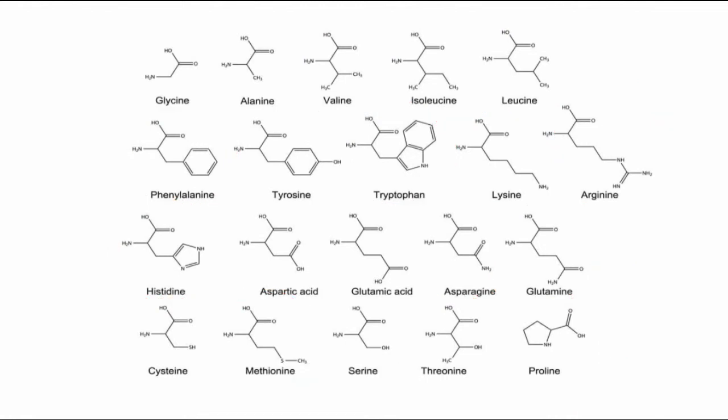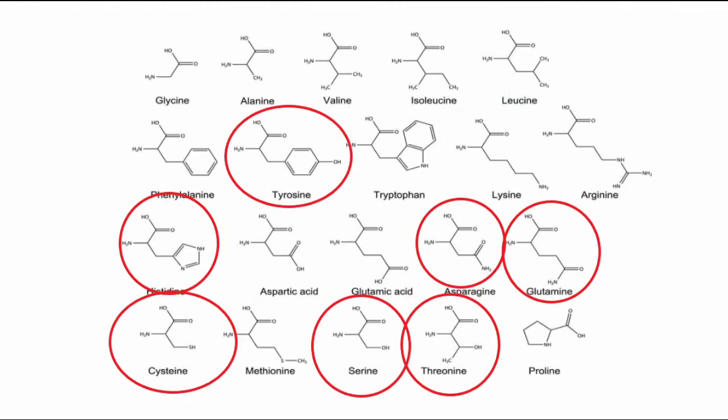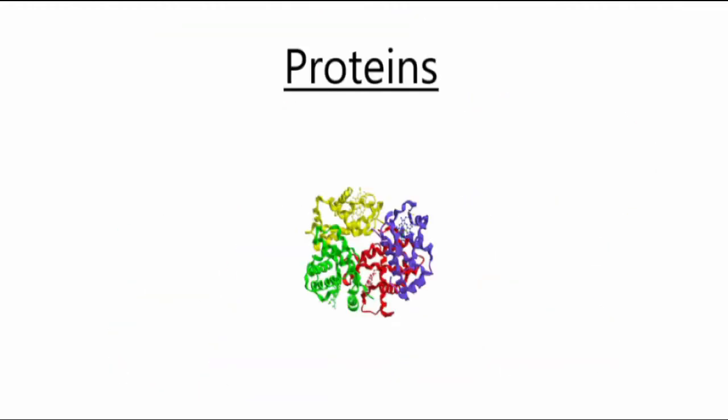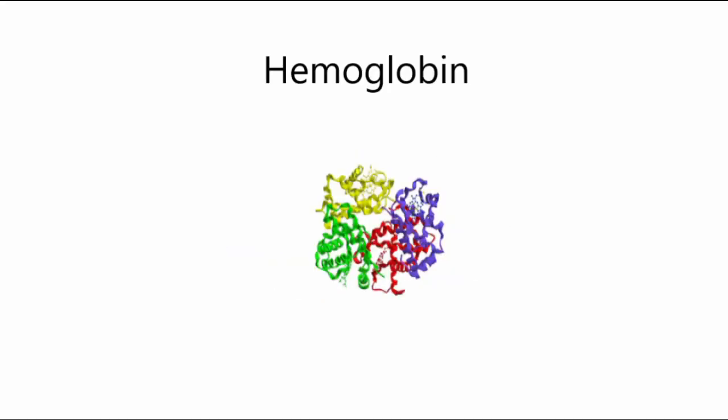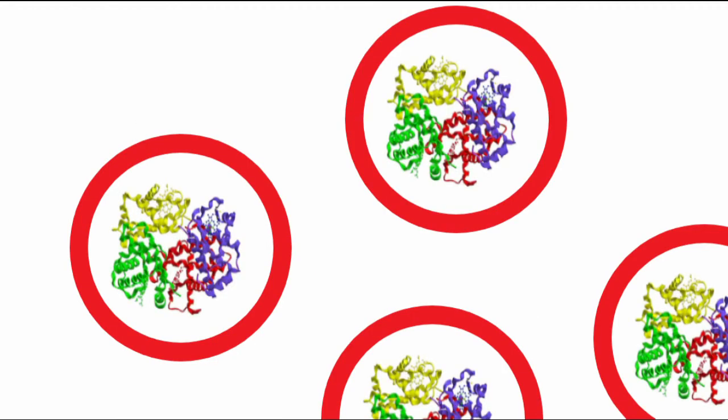And each of these amino acids has its own unique properties. Some are acidic, and some are basic, some are polar, and some are nonpolar. Long chains of amino acids form proteins, which are huge molecules that serve countless purposes in the body. Some, like hemoglobin, bond to oxygen, allowing red blood cells to oxygenate the cells in the body.